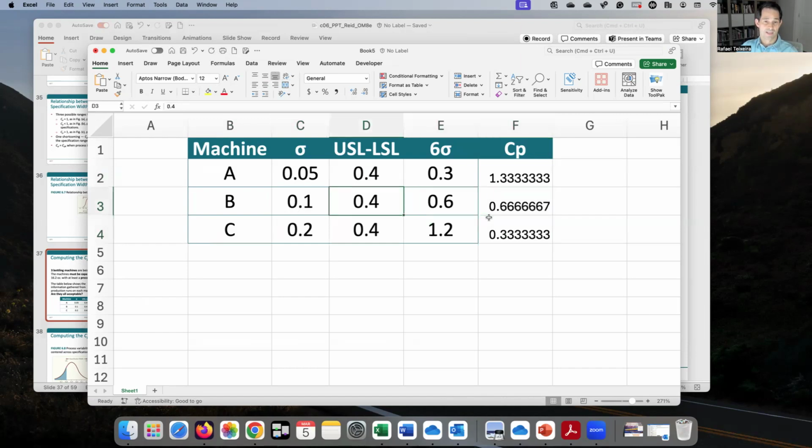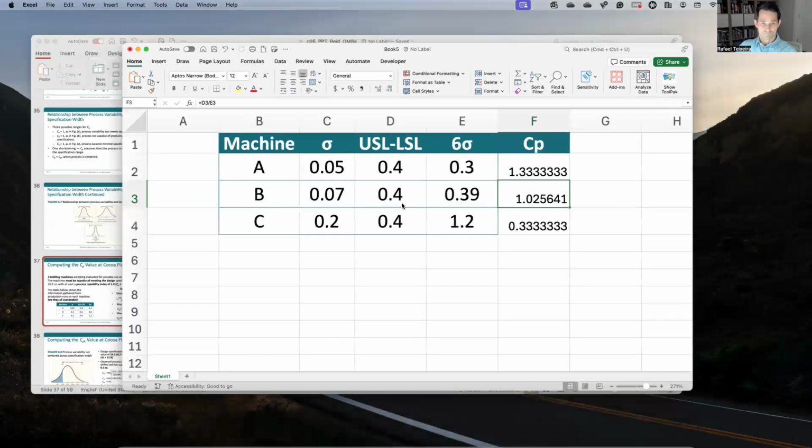Again, if we bring this variability to half, then 6 times the standard deviation would be smaller. Now it's capable. You see that it's capable. Even if we cannot reduce it by half, let's try 0.0657. You see, reducing variability by 30% in machine B makes it capable. So this is what people in quality control do.